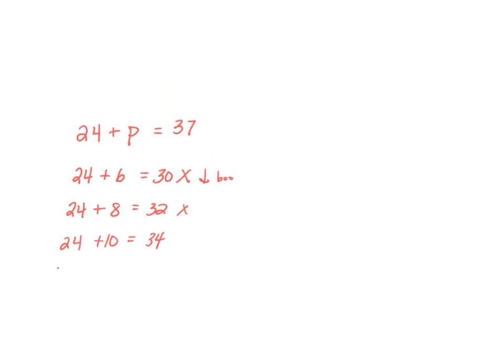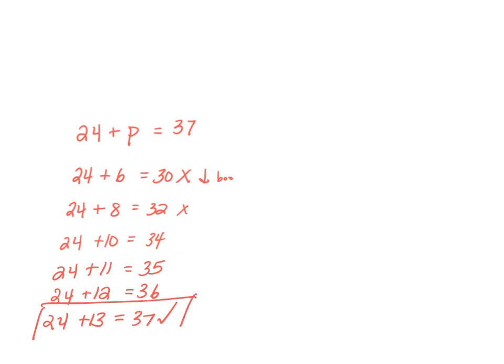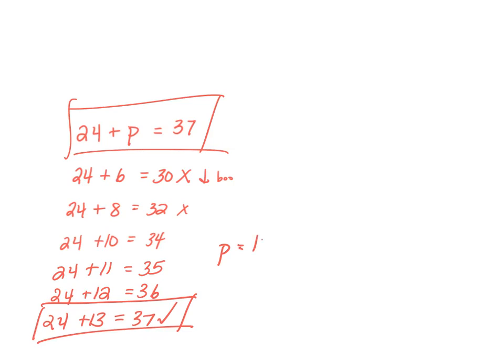Oops, 24 plus 11 is 35. 24 plus 12 is 36. And 24 plus 13 is equal to 37. That seems right. But to double check, actually, I don't even need to double check. This equation looks almost the exact same thing. So I would write P is equal to 13.